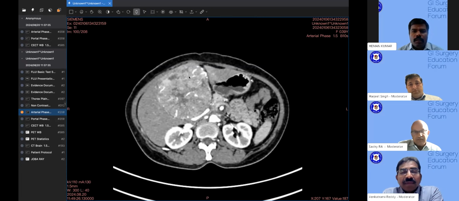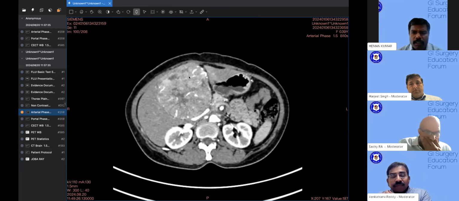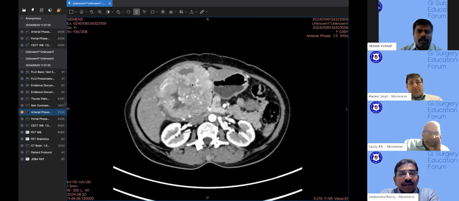What is the pattern of enhancement that you're seeing? Sir, early enhancement in the arterial phase. It's not uniform, it's heterogeneously enhancing. More from periphery towards center. That differentiation, I don't think we can make out. Okay. So anything else?